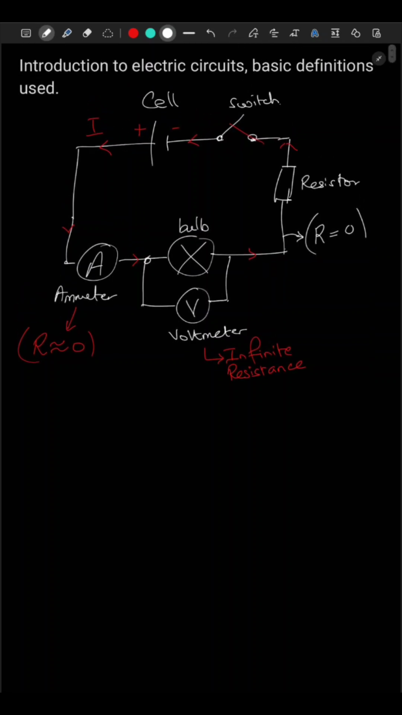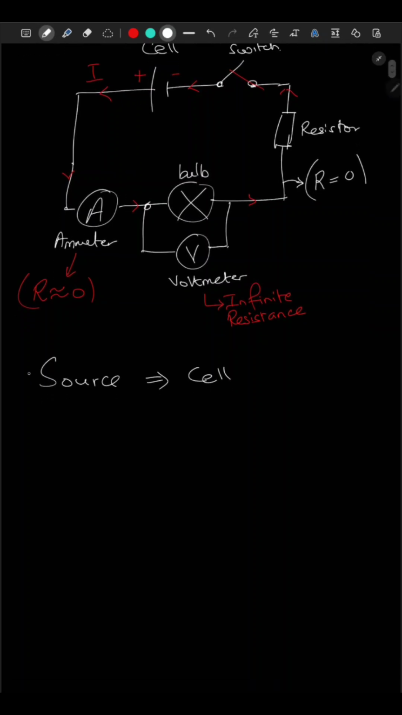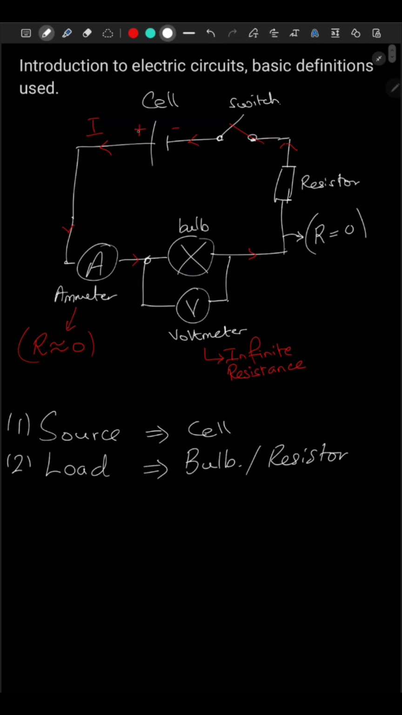So you see, an electric circuit consists of a source, which is the cell, and the cell is providing electrical energy to the system. And it must also have a load, which, for example, over here is a bulb and the resistor. So what happened to the electrical energy? It is absorbed by the bulb and the resistor, because it does work at the load.